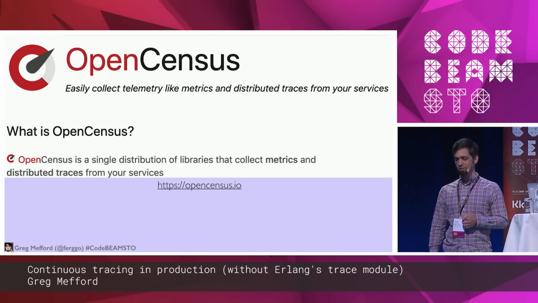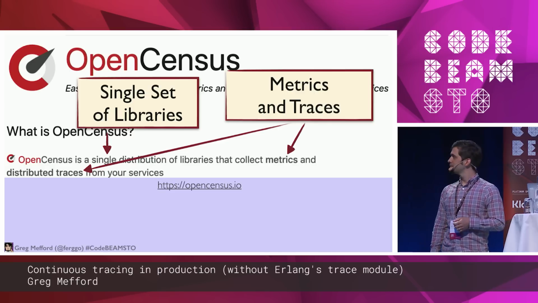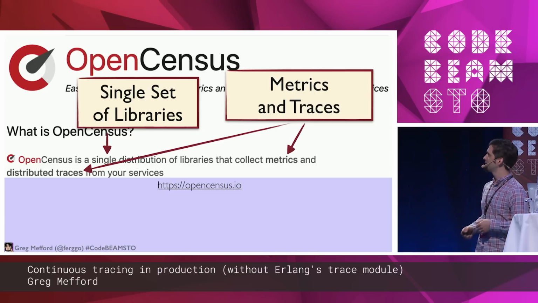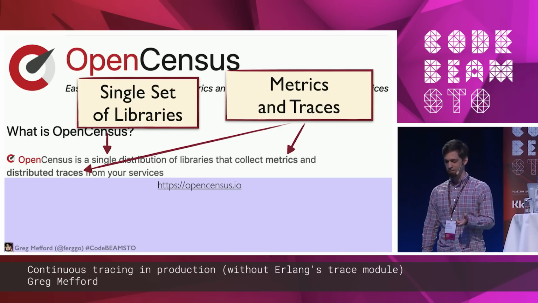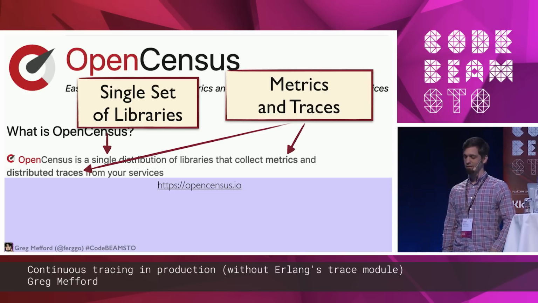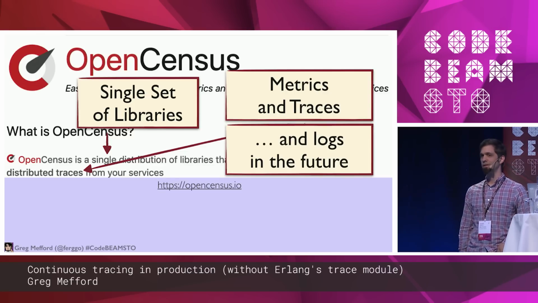So the other big standard is OpenCensus. On kind of the opposite of OpenTracing, it is a single set of libraries. There's an official set of libraries for it. And in addition to traces, it also handles metrics. And the plan is for it to also handle logs as a standard observability platform.